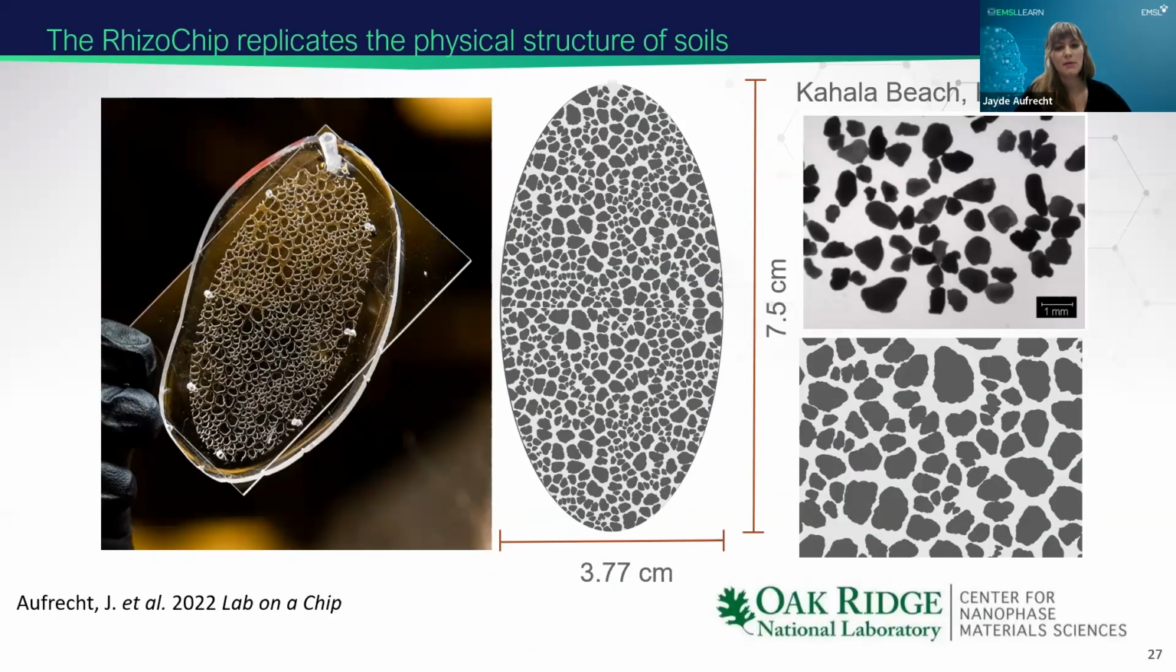So this is the RhizoChip. It was developed in collaboration with Oak Ridge National Lab and their Center for Nanophase Materials Sciences. As you can see, it's transparent. It's large enough to hold a plant and small enough to fit on a microscope stage. The inside of the RhizoChip has a soil-like structure that was designed to replicate the grain size and distribution of sand from a beach in Hawaii.